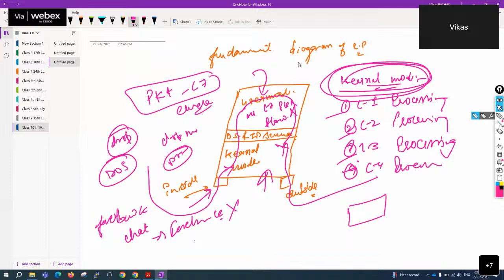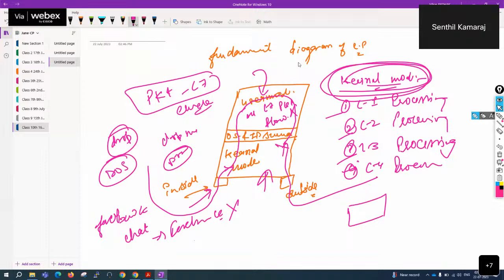So that's the reason we do not require the concept of zones on this particular Checkpoint firewall. Anyone, any doubt? Anyone? For example, a DOS attack, right? Why is the packet not going from kernel mode to user mode?